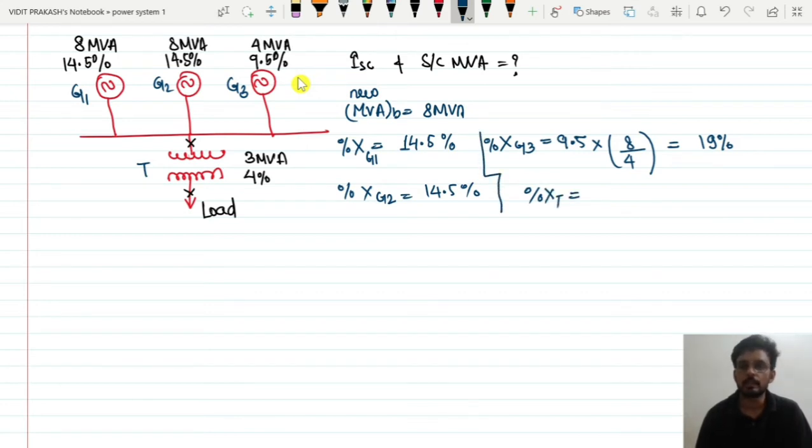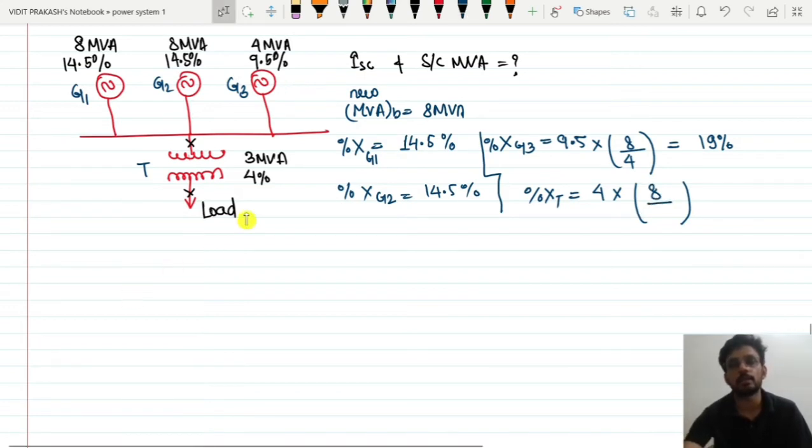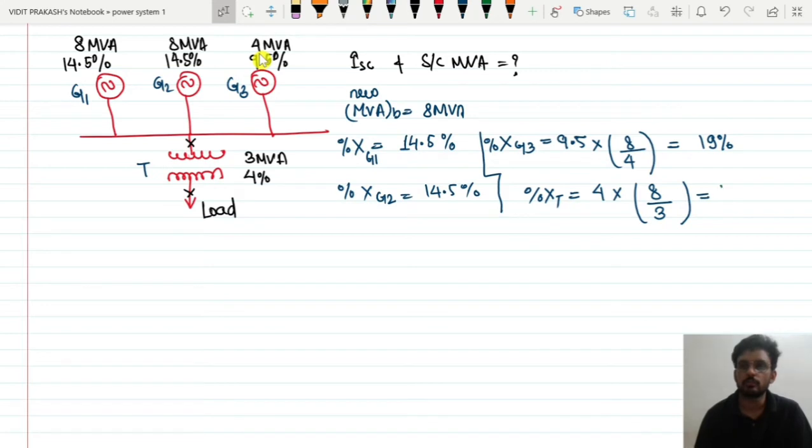Now what is the percentage reactance of the transformer? The percentage reactance of the transformer is 4% into the new MVA value we have taken, that is 8, divided by the old MVA value, that is the MVA rating of the transformer, that is 3 MVA. So what is the percentage reactance of the transformer you will get? That is 10.67%. Okay, now we got the percentage reactances.